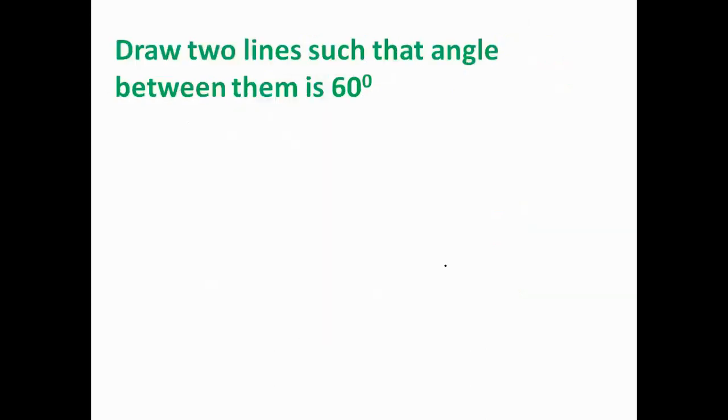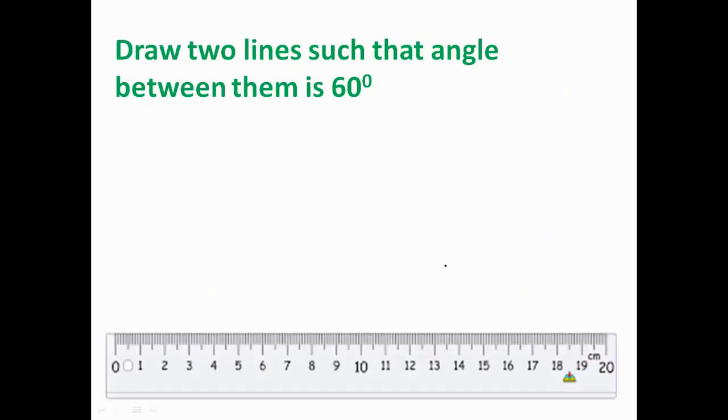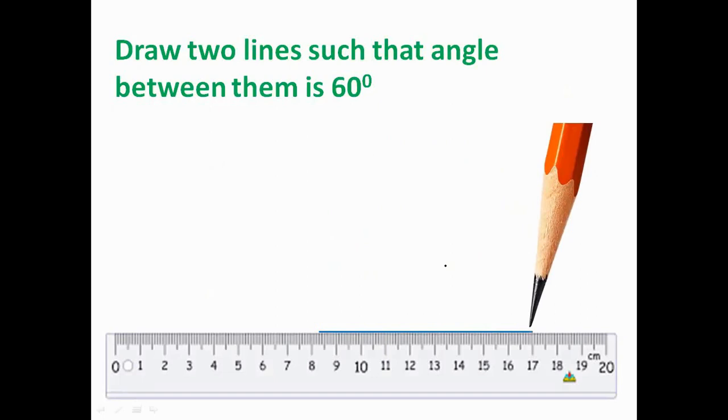Let's solve two questions. Draw two lines such that the angle between them is 60 degree. To make an angle, we need pencil, scale and protractor. First take your scale, ruler, and pencil, and draw a horizontal line. It can be 4 centimeter or 5 centimeter. Okay, draw a horizontal line.